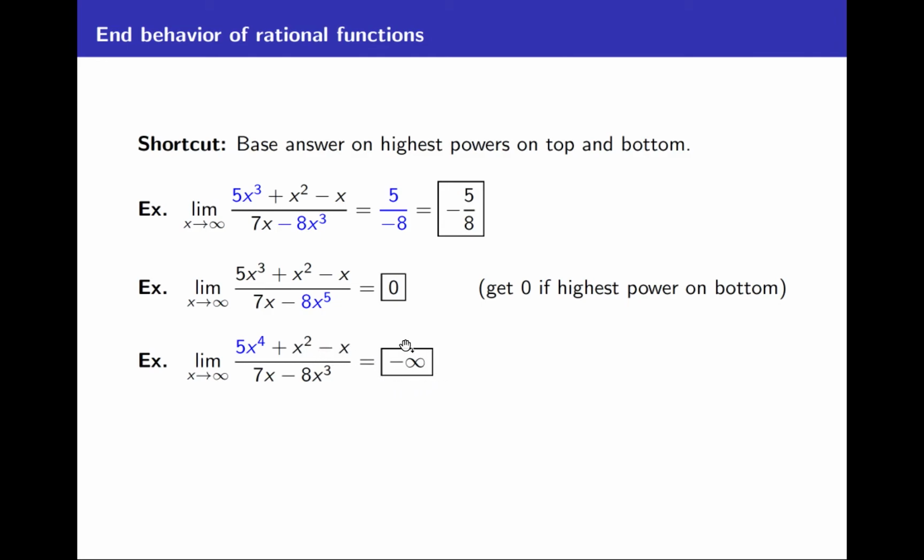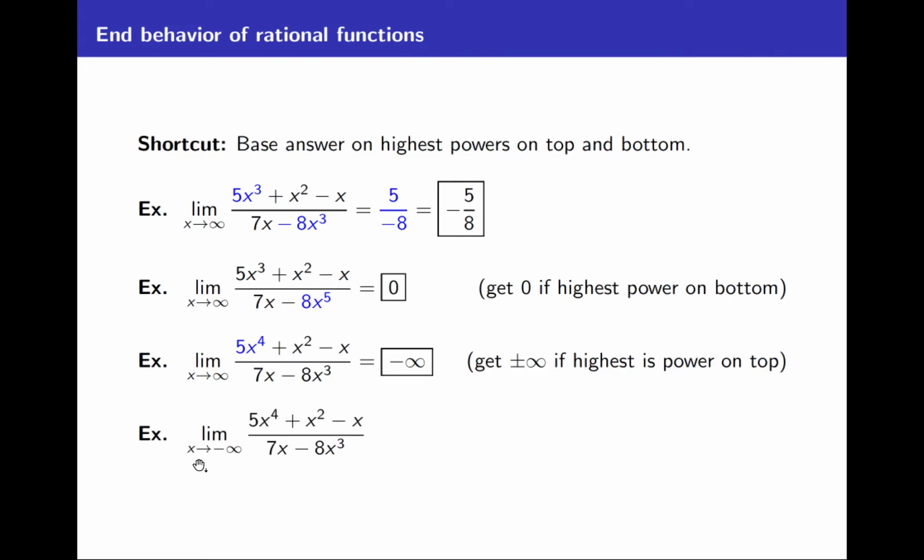If you feel comfortable with this shortcut, by all means do it. Otherwise, just multiply by 1 over x to the fourth divided by 1 over x to the fourth. Carry it through as on the previous page. You'll see that you get negative infinity. You will tend to get, or you will get, plus or minus infinity if ever the highest power is on the top.